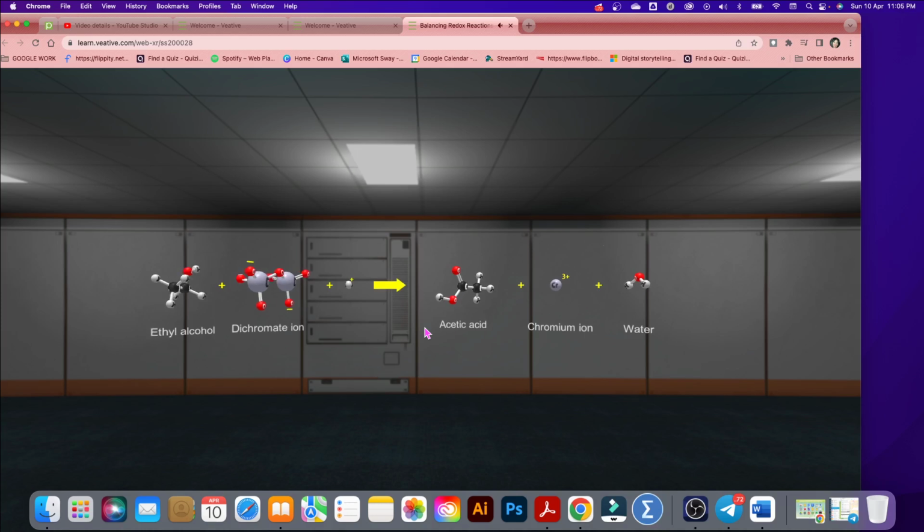In step 1, calculate the oxidation number of all the participating atoms and identify the oxidation and reduction half reactions. The oxidation number of the carbon atom attached to the hydroxyl group in ethyl alcohol is -1. The oxidation number of each chromium atom in the dichromate ion is +6. The oxidation number of the carbon atom in the carboxyl group of acetic acid is +3. The oxidation number of the chromium ion is +3.